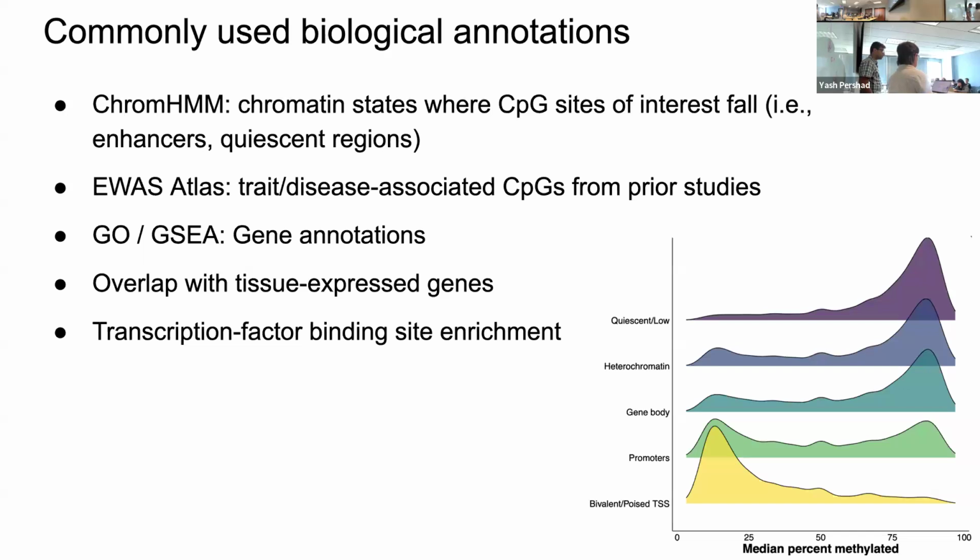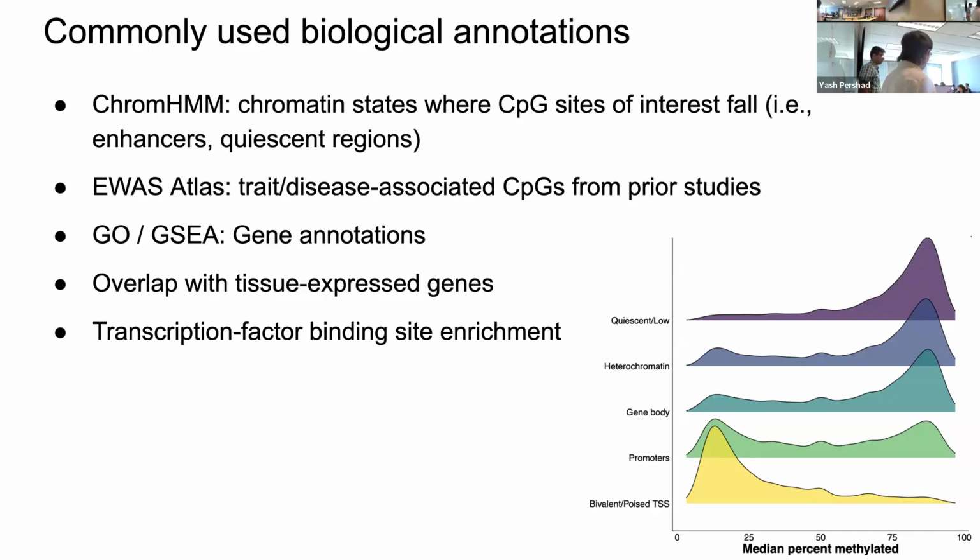Okay, the next is the EWAS Atlas. This is a really great resource, especially if you're working with US hospital samples or US or European samples, because this is an atlas where people have uploaded the results from their prior EWAS studies. So the CpG sites that are associated with particular traits.